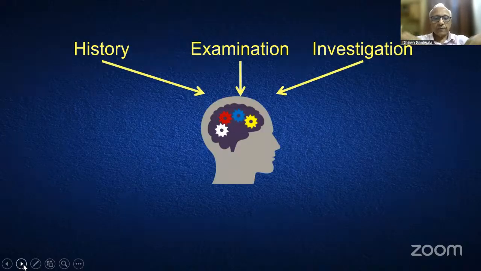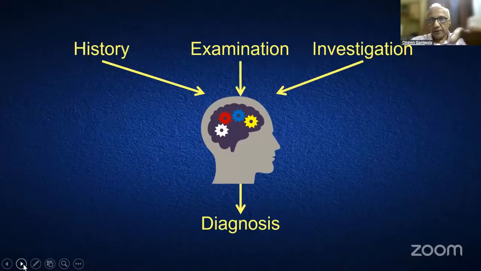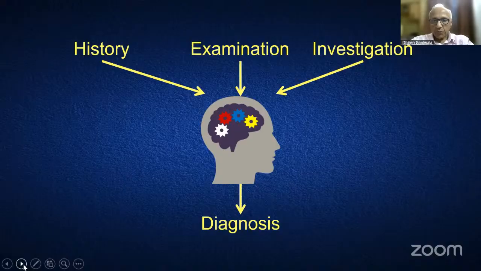Now we know these are the sources of information. This information comes to our brain, and very few people really pay attention to this: that when this information reaches the brain, the brain processes that information and ultimately it comes out as a diagnosis. So we pay attention to history taking, we are taught about examination, we are taught about investigation, but we are never taught about what is happening in our mind. And that's the reason that we never pay attention to that, and that's the source of error.